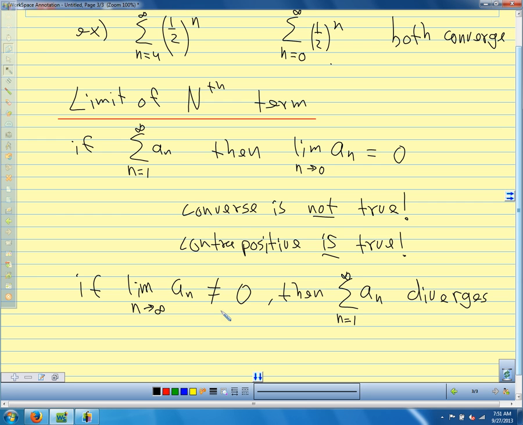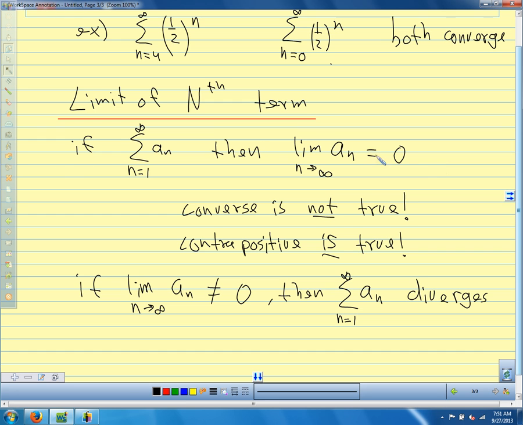Is that the limit approaching infinity or 0? This should be infinity. N approaches, sorry. N starts at 1, so we only go in the positive direction here. I just forgot the other half of my infinity there. So if our series converges, the nth term approaches 0. If the nth term does not approach 0, then our series does not converge. But we can't say that our series converges because the nth term approaches 0.